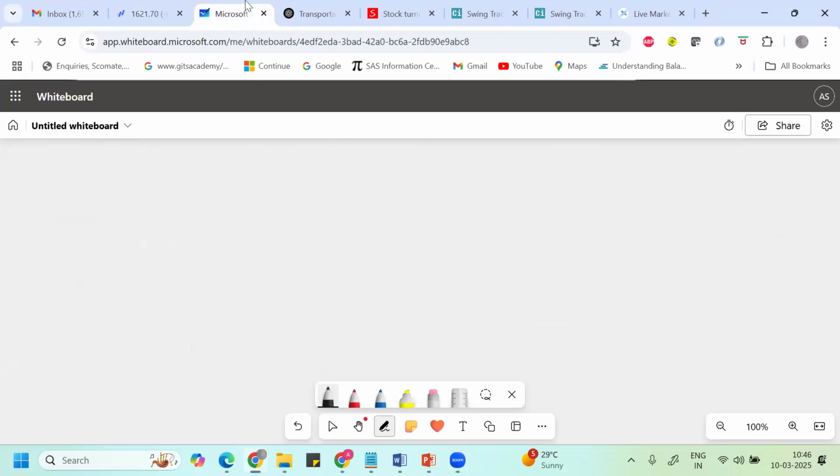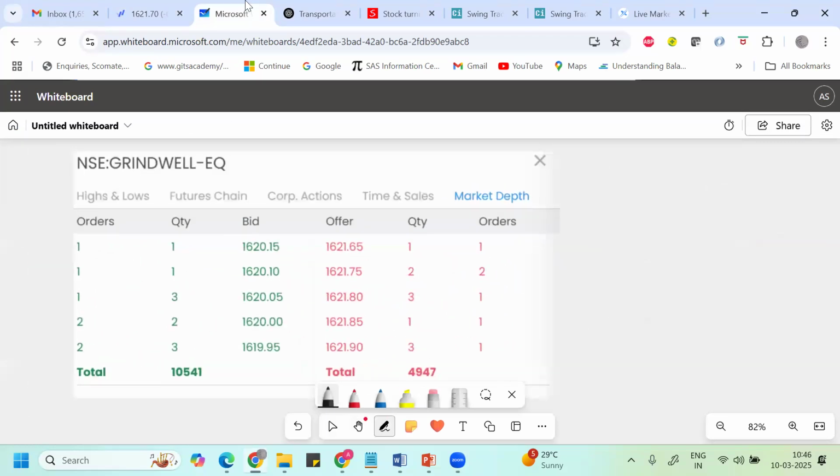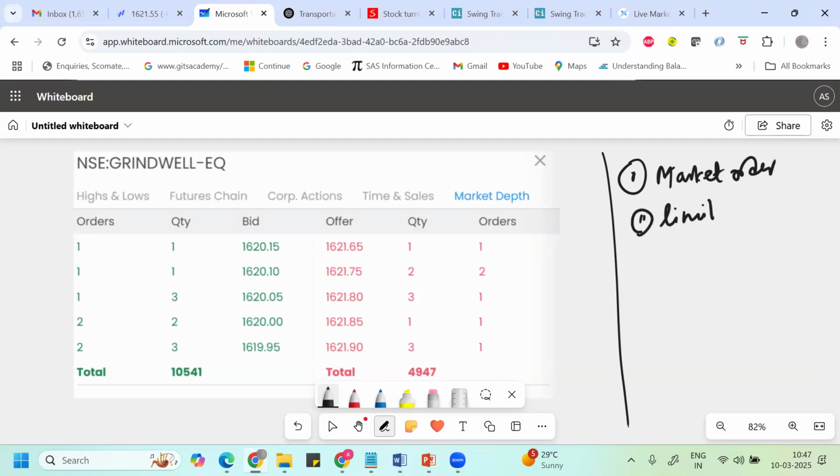selling the shares. Whenever you place your order in the market, either you place a buy order or a sell order. Your order can be a market order or a limit order. A market order is simply the price at which the stock is trading. You simply press that price and the trade gets executed. That is called a market order.